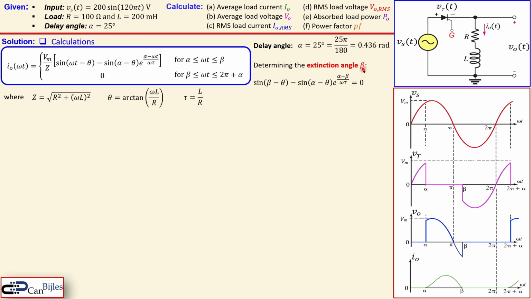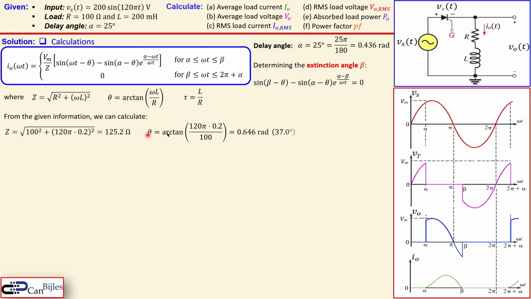Now we can determine this beta by solving this equation. From the given information, we already know that Z will be the square root of 100 squared plus (120 pi, that is the omega, times 0.2 from this inductor) squared, and that will result in 125.2 ohms. The theta will then be the arctangent of omega L over the resistor, which results in 0.646 radians or 37 degrees. And you also have this time constant, which is 0.2 henries over 100 ohms, so 2 milliseconds. So we now have the necessary information in order to use this formula.